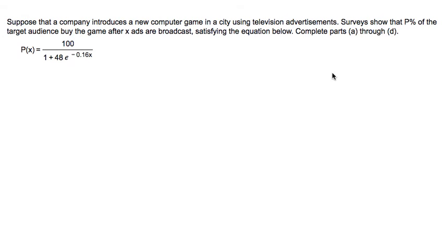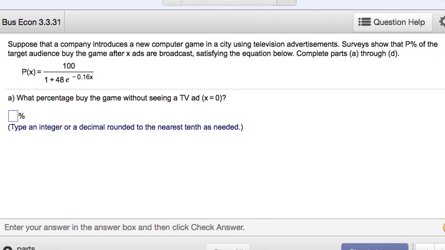Okay, in this problem, we have a company that introduces a new computer game in a city using television advertisements. Surveys show that P% of the target audience actually buy the game after X ads are broadcast. So P is the percent of people that buy the game after they see X ads. Okay, so we're going to work through this problem.